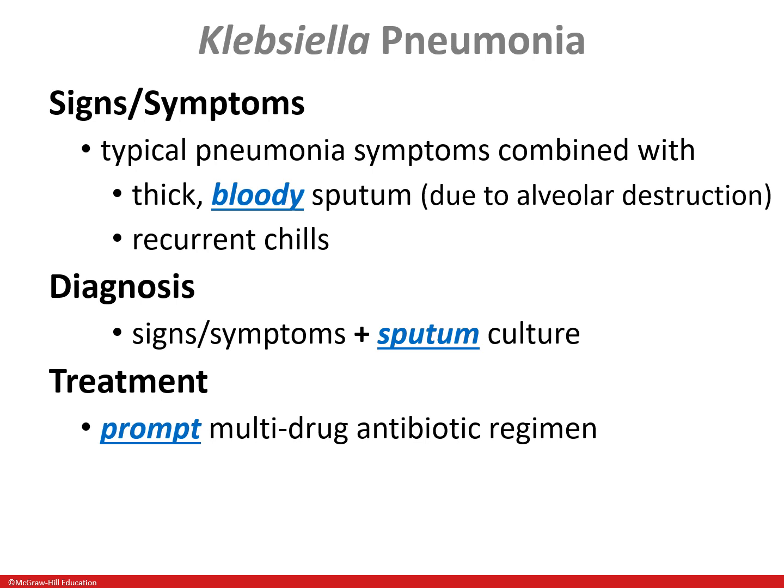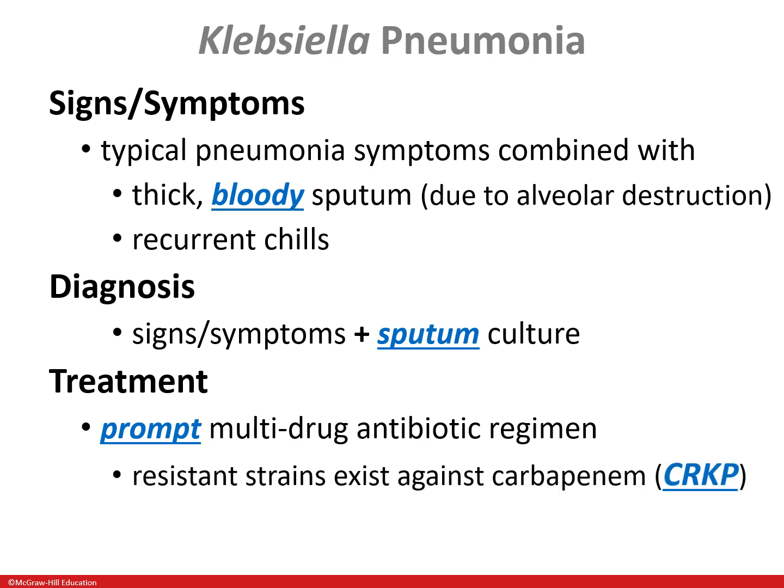There's some special media that they can use to distinguish that bacteria. And because of the damage that it does to the respiratory system, really prompt diagnosis and antibiotics is really key. And multi-drug regimens are usually required, mostly because there are many resistant strains that have developed. One of the most important ones clinically has developed resistance against carbapenem. So this is how they usually refer to that particular strain as CRKP, carbapenem resistant Klebsiella pneumonia. And otherwise, supportive care is about all we can do for these patients.